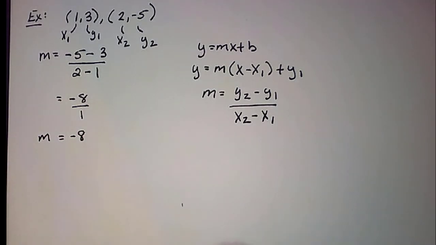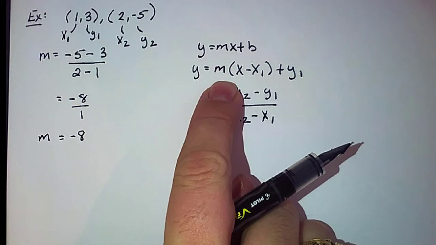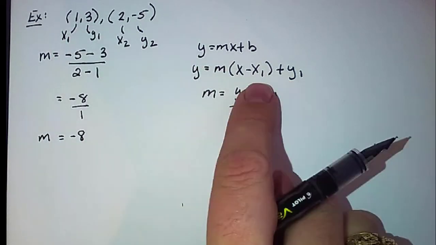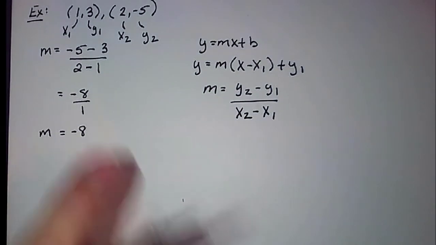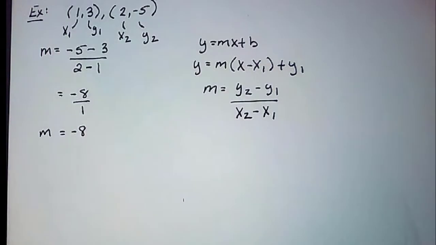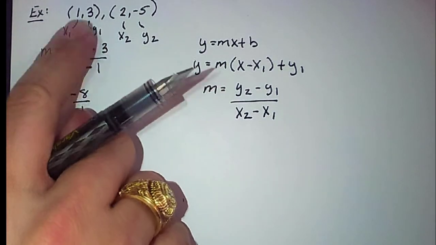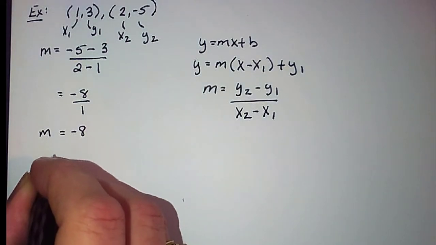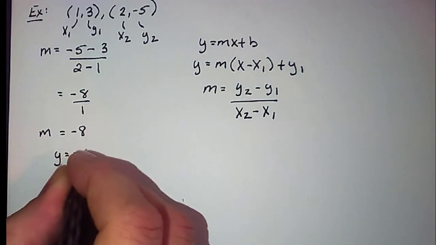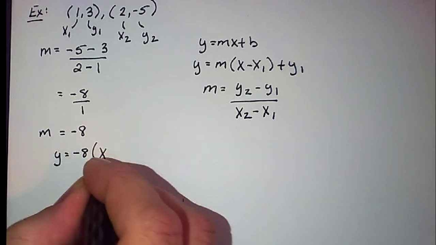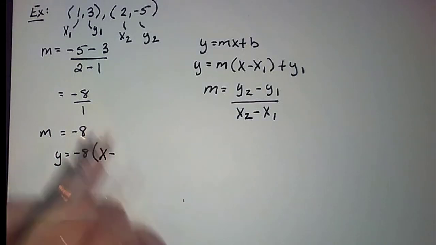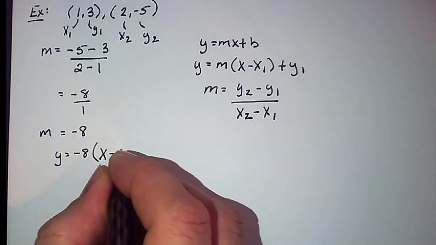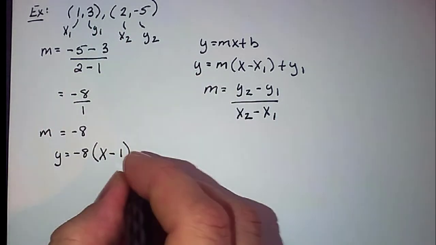Well, I can use now my formula y equals m times x minus x1 plus y1, plug in my slope, plug in one of my values for x and y, and then I'll be good to go. It doesn't matter which point you pick, just as long as you pick the x value and the y value from that point. So, continuing this problem, I'm going to get y equals m was negative 8, times x minus, now x1. Now I need to make a decision. I'm going to pick the 1 and 3 because they're both positive. So x minus x1 is 1, and then plus y1, so that's going to be plus 3.